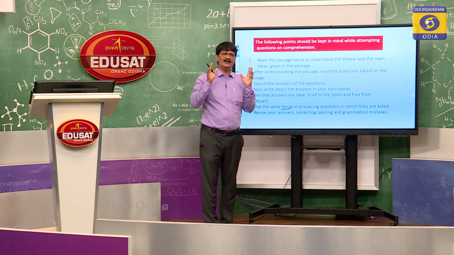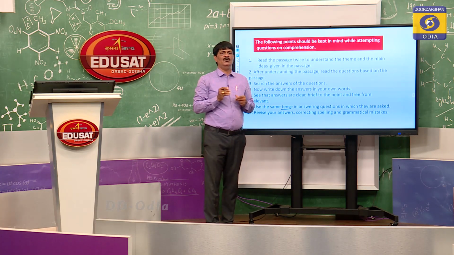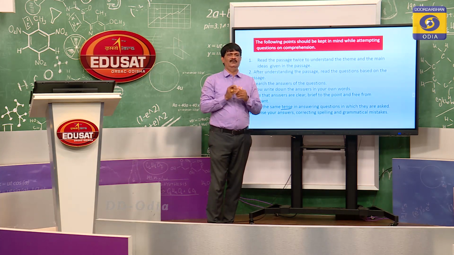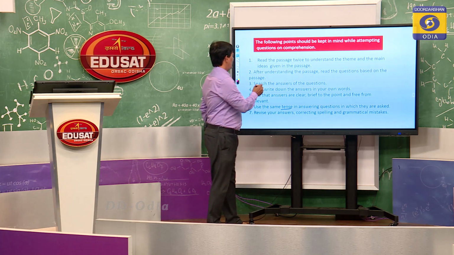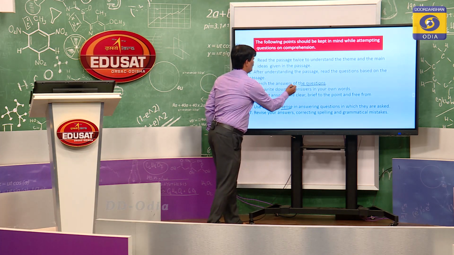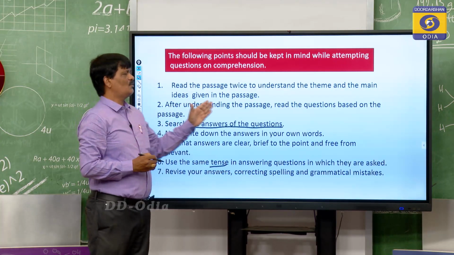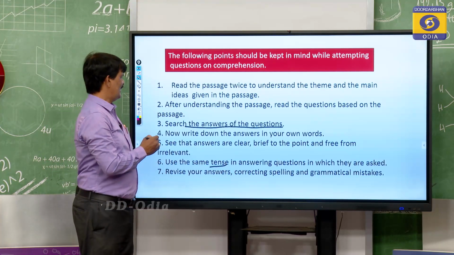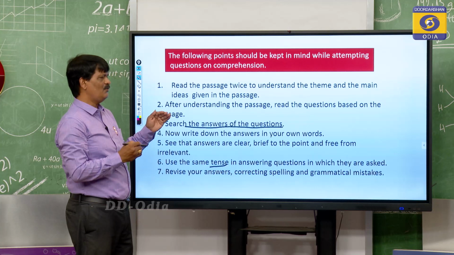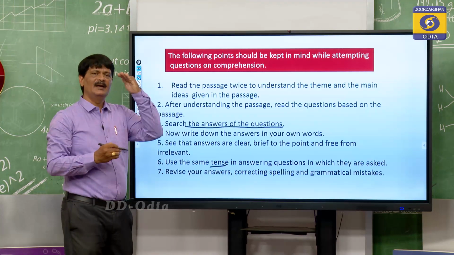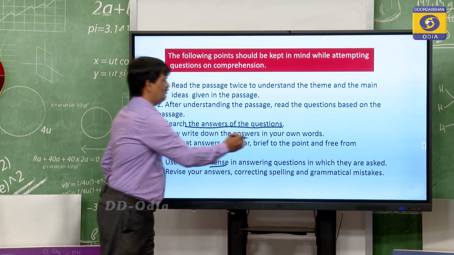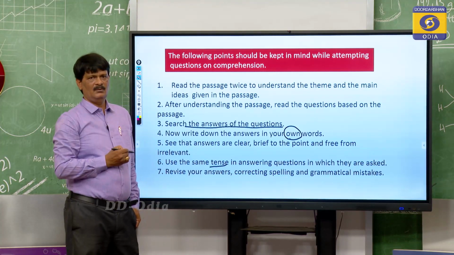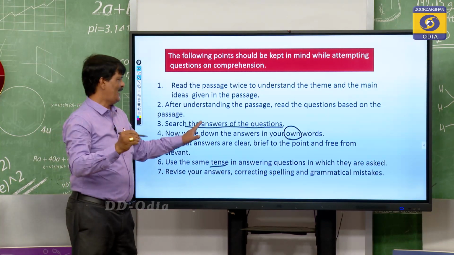After reading the passage, you have to understand the main idea of the passage. Then search for the answers to the questions. After reading the questions, search for the answer, and the answer that you have in your mind should be written in your own words, not the particular words, not the words of the passage.